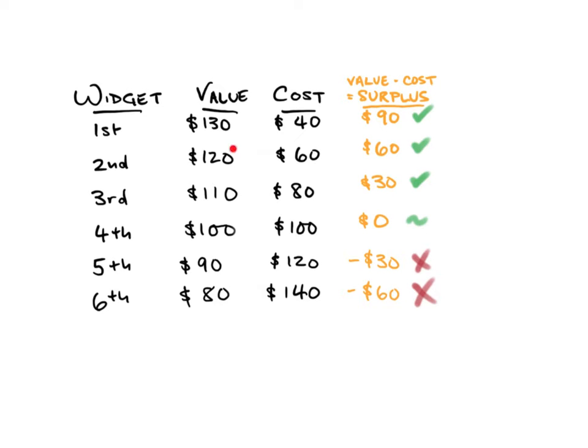The second widget, if a second widget is produced, it would go to someone who values it at $120. It costs $60 to get produced, and so the total value is $60.